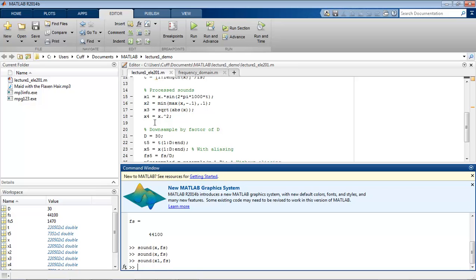We also, let's see. We listened to it when we squared it, but I'll do that again. And remember, I had to rescale it so that it wasn't too quiet here. So if we squared it, it did some funny things.